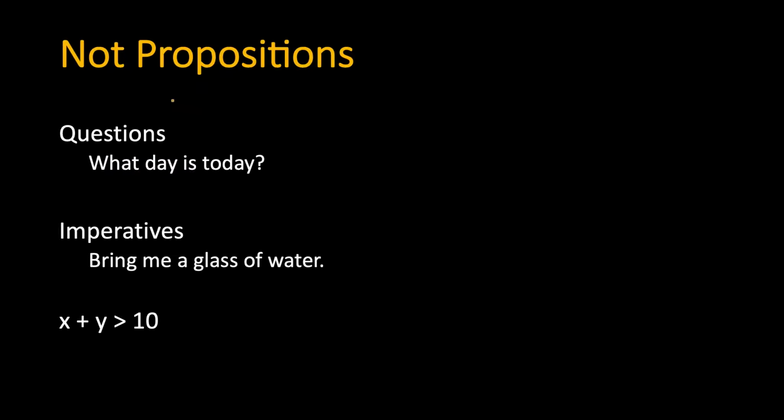Whereas if we see some examples which are not propositions, for example, a question: what day is today? We cannot associate a true or false value with it. Similarly, some imperative sentences like bring me a glass of water. So it's kind of ordering something, or a command. We cannot associate a truth value to them, true or false.